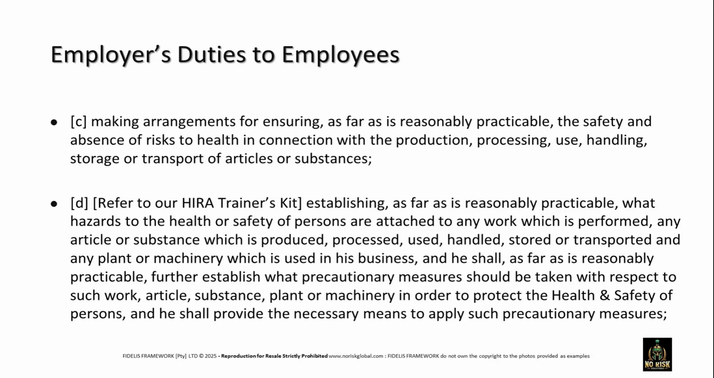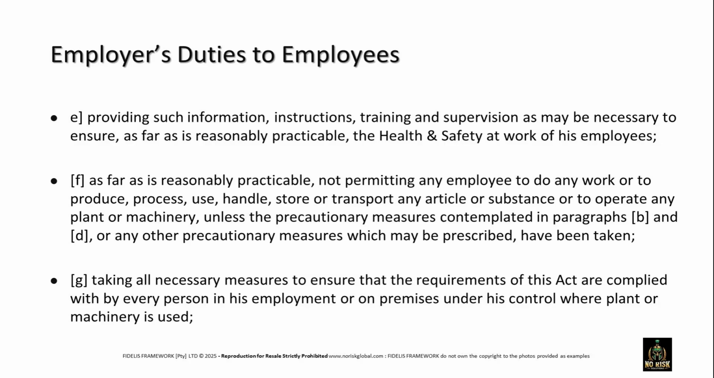Employers must ensure safety in all production processes, from handling to storage. This involves assessing risks and implementing precautionary measures to protect employees from potential hazards associated with their work. Providing adequate training and supervision is a key duty of employers. This ensures that employees are well informed about safety practices and that all work is conducted safely, minimizing risks and promoting a culture of safety.